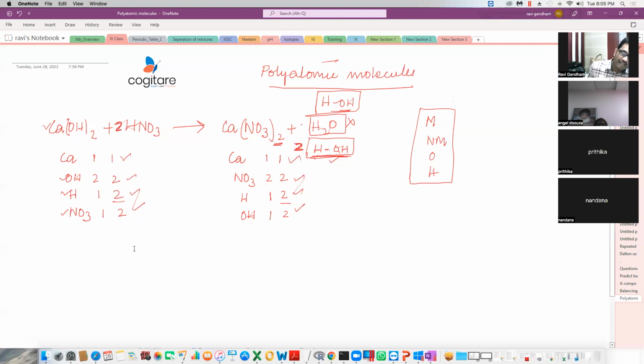So the balanced equation now becomes calcium hydroxide plus 2HNO3. Are you understanding, guys, whatever I'm teaching you? Yes, sir. Calcium nitrate here, NO3 taken 2 times, and this becomes 2H2O. Is that okay? Yes, sir.